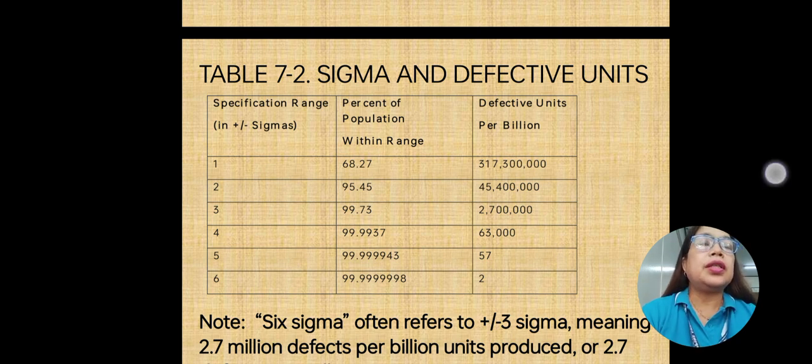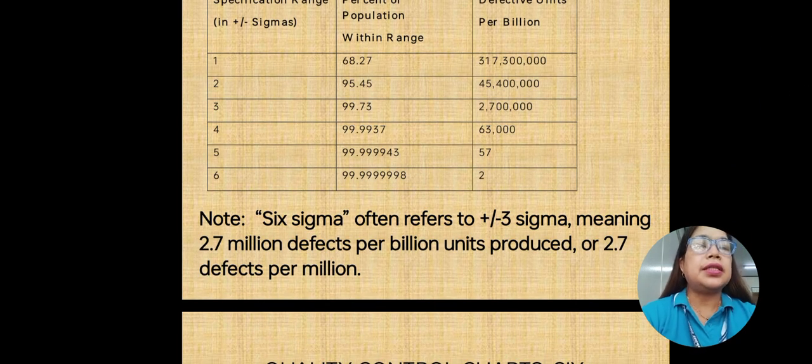Note that Six Sigma often refers to plus or minus 3 sigma, meaning 2.7 million defects per billion units produced, or 2.7 defects per million.